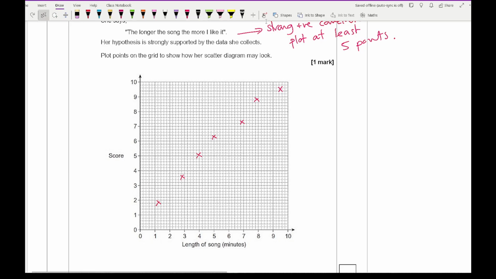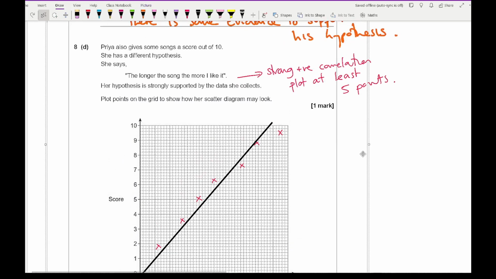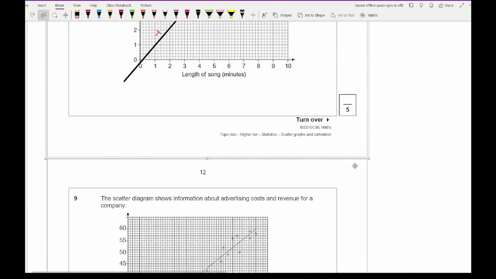So let me just draw my line of best fit. And I would say, yeah, about there. It should be okay. So again, just want to make sure you're showing extremely strong positive correlation and you've plotted at least 5 points to get that 1 mark.